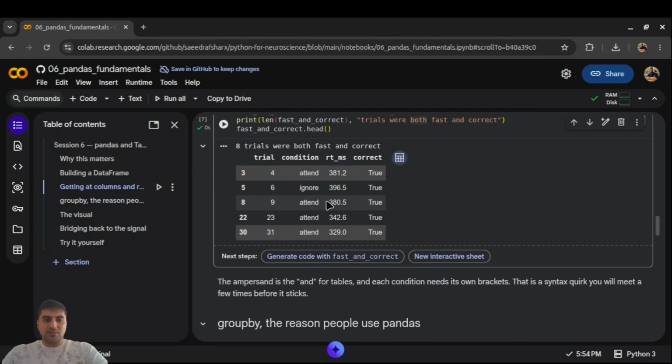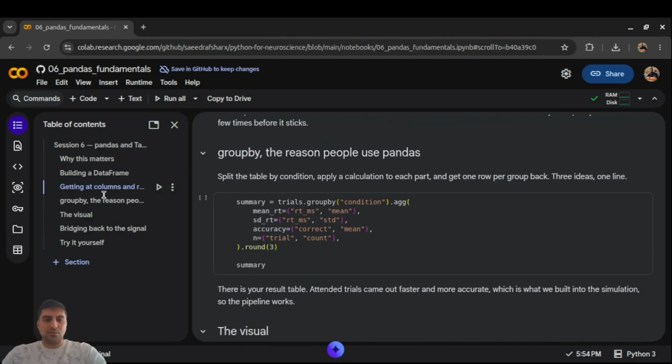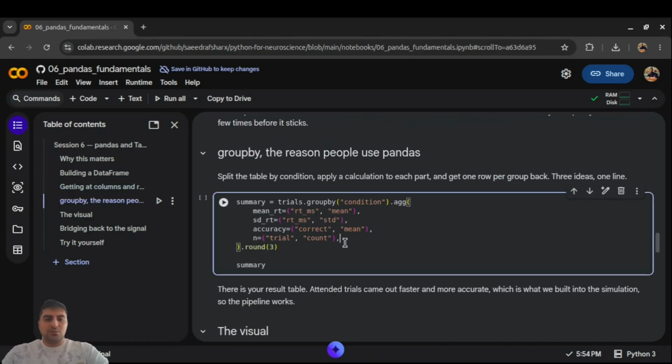Read the line out loud. Give me the trials where the reaction time is under 400 and responses were correct. Yeah, basically that's all. Okay, let's go to groupby.